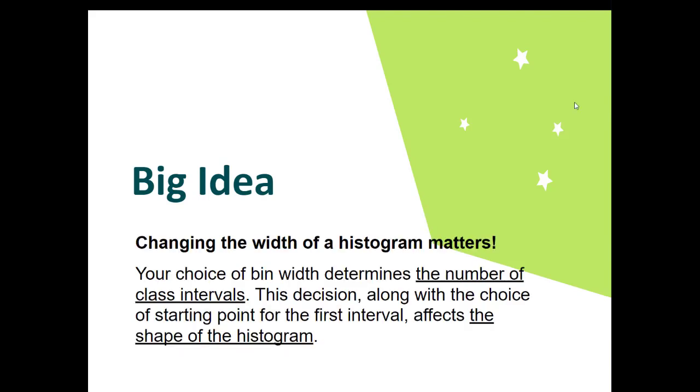The other big idea that we talked about is that changing the bin width of a histogram matters. Your choice of bin width will determine the number of intervals or columns that you will have. This decision, along with the choice of starting point for the first interval, affects the shape of the histogram. So that's it for today.